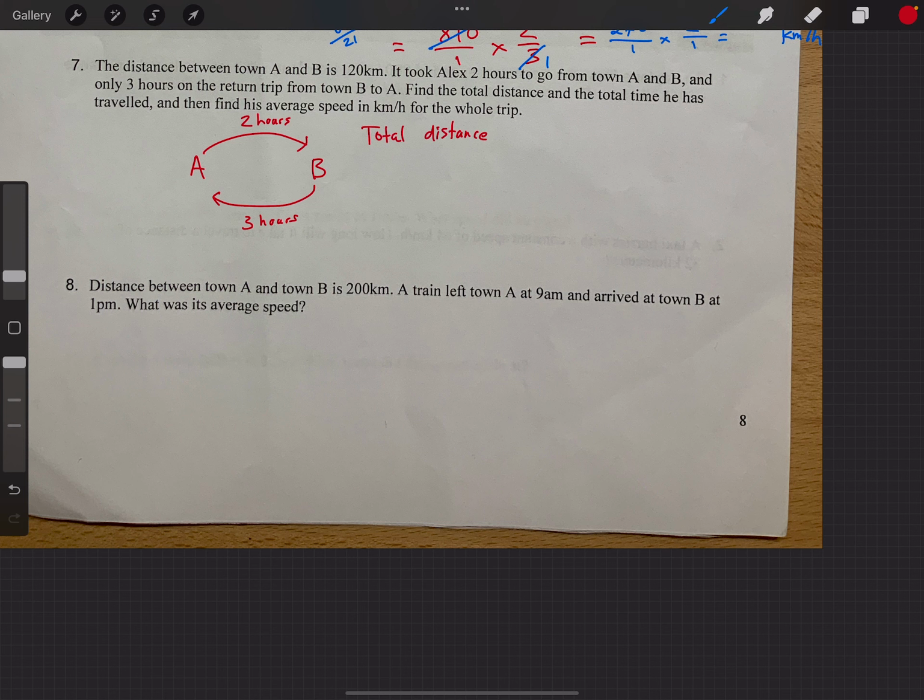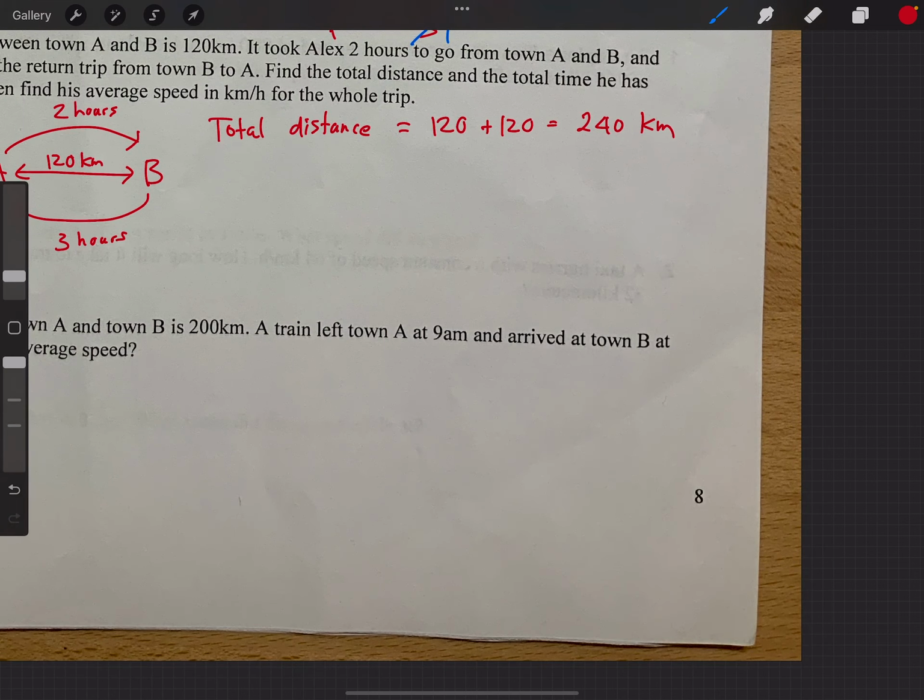Now the distance between A and B is 120 kilometers. So Alex went from A to B, then B to A. So he went 120 plus another 120. 120 plus 120 equals 240 kilometers. He went a total distance of 240 kilometers.